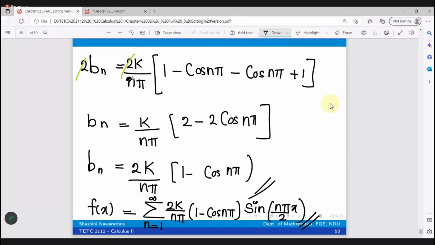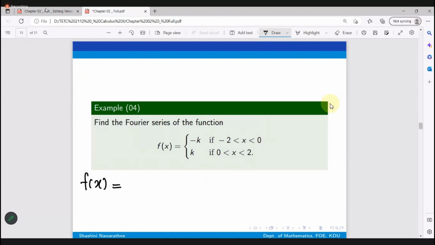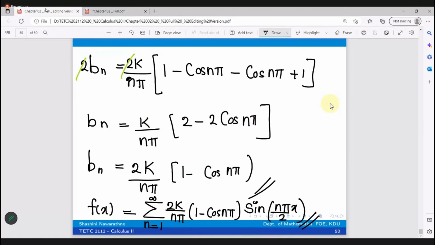So this is the Fourier series expansion of our function. So you will obtain this type of problem in your mid-semester examination. I am not mentioning the end-semester examination. This is for the mid-semester examination.